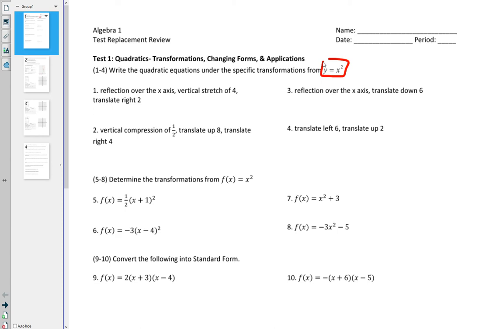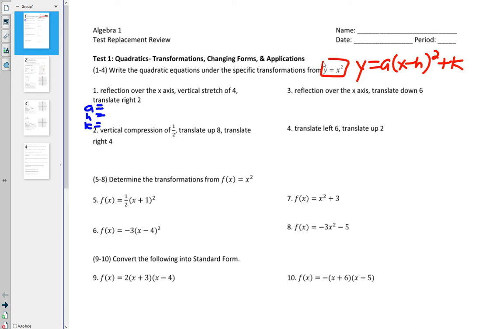Here, I'll write it down for you just in case you don't have it written down. y equals a(x minus h) squared plus k. So we're just trying to figure out what's a, what's h, and what's k, and plug it in. So here on the first one, if I have a reflection over the x-axis, a vertical stretch of 4, and a translation to the right 2.